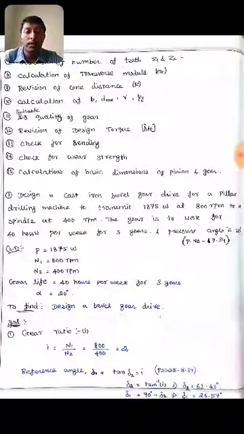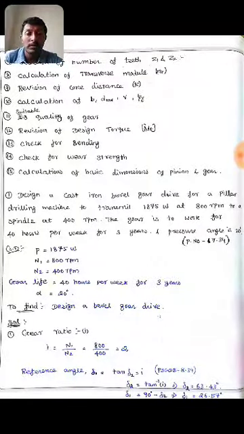Problem 1. Design a cast iron bevel gear drive for a pillar drilling machine to transmit 1875 watt at 800 rpm to a spindle at 400 rpm. The gear is to work for 40 hours per week for 3 years and pressure angle is 20 degree.